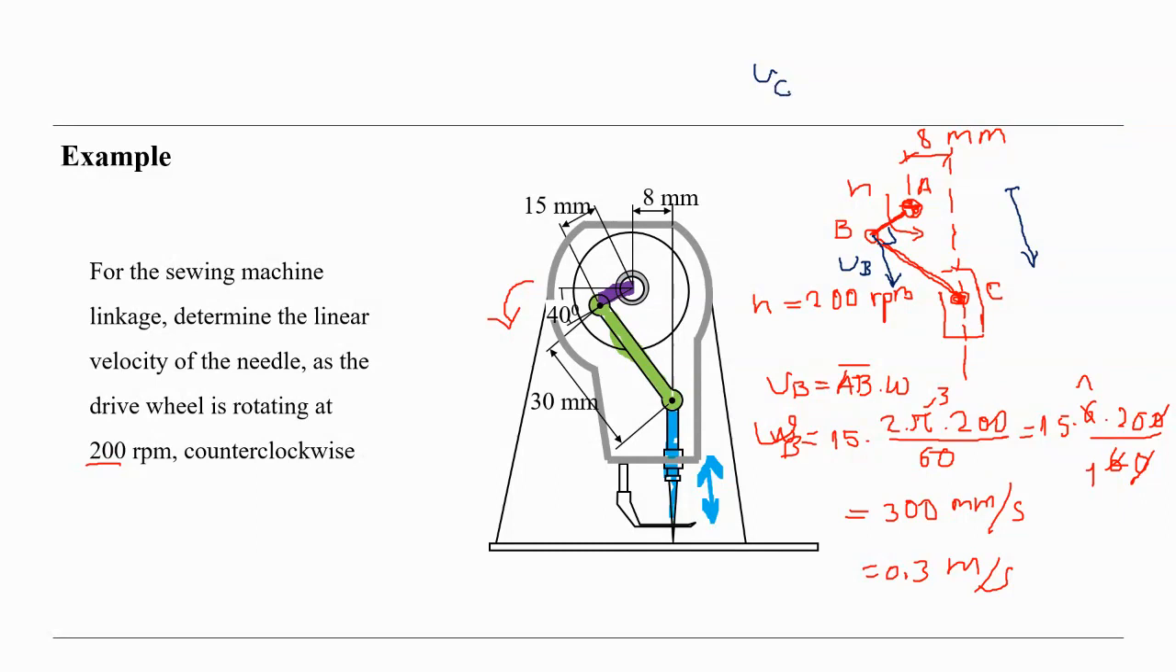VC, the speed of the needle, is equal to VB plus VCB, sorry, VCB, the velocity of C about the point B. And we know the direction and magnitude of VB, and we know only the direction of VCB, and we know the direction of VC. So direction of VC is like this here, VC along this line.